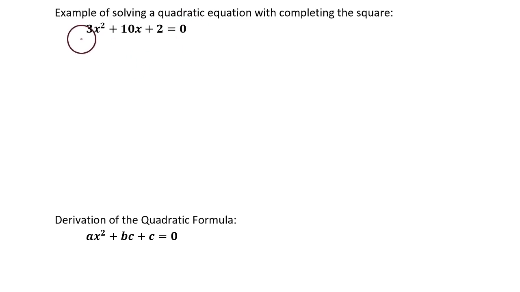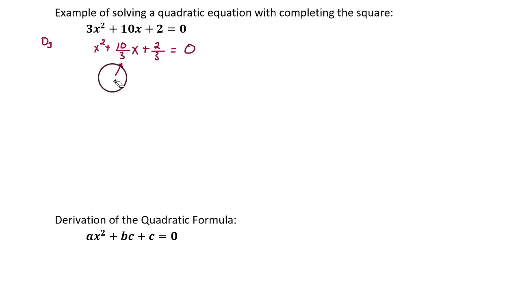Completing the square is a lot easier when the leading coefficient is a 1. So first, let's divide everything by 3. We get x squared plus 10/3 x plus 2/3. And 0 divided by 3 is still 0. Now, in completing the square, we would take half of the coefficient of the x term and then square it, and that would tell us what we wanted the constant term to be.